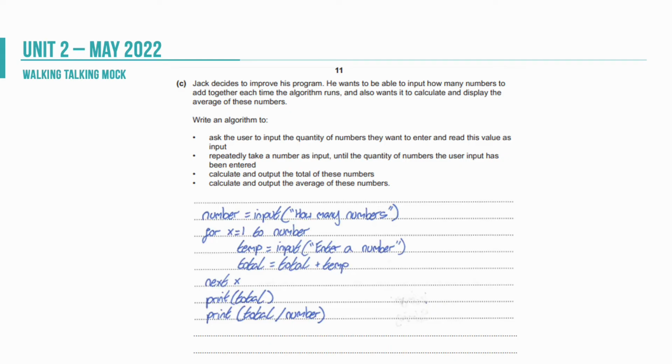The next X there is a bit specific to OCR reference language. At the end, it wanted me to print total, and it also wanted me to print total divided by number. That's how I'd work out the mean average of those numbers. So our first big bit of OCR reference language to finish off part A of the assessment, and that would be a model answer that would get you full marks on that question.